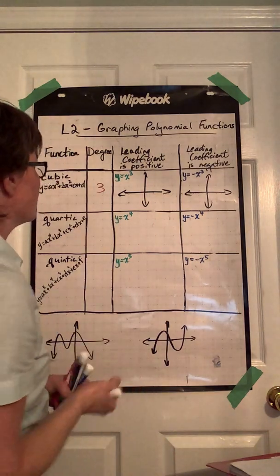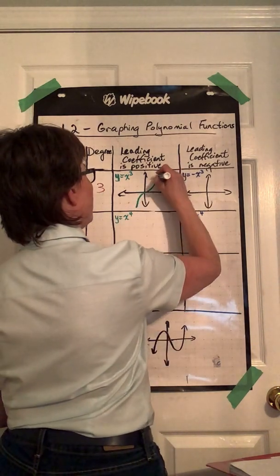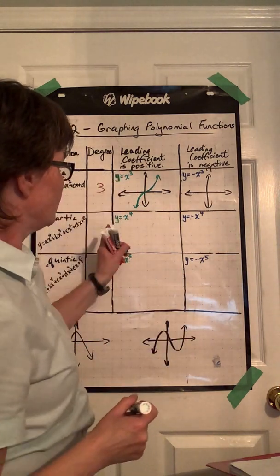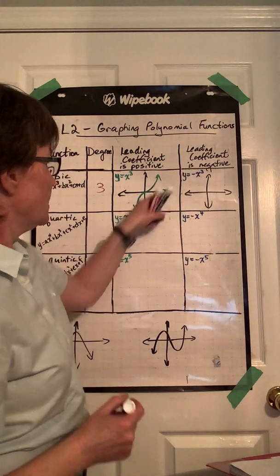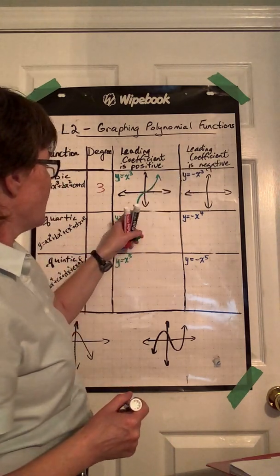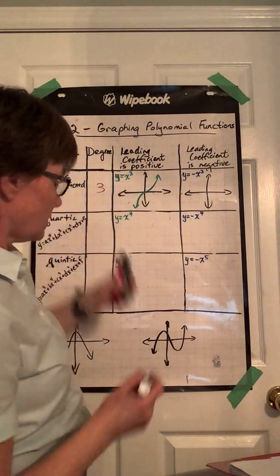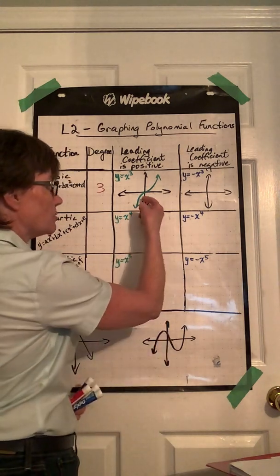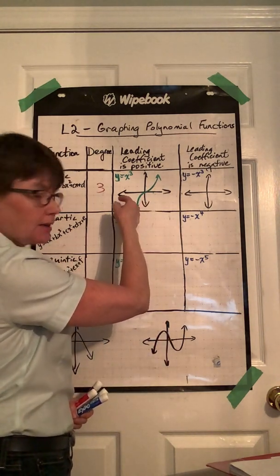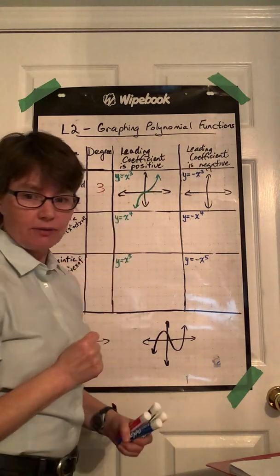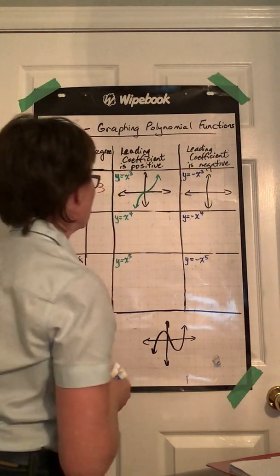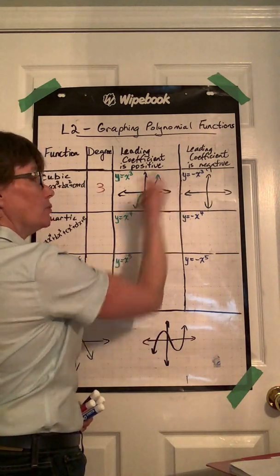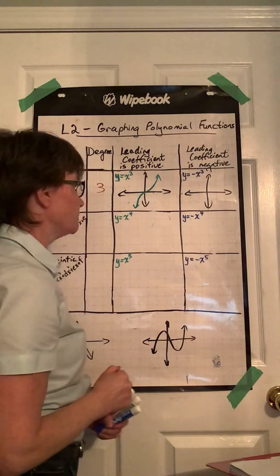Most simple one will be this guy, and that's if the leading coefficient is positive. Okay, so it's an increasing function, and we can talk about the end behaviors. As this graph approaches negative infinity on the x-axis, it also approaches negative infinity on the y-axis. As this graph approaches infinity on the x-axis, the y also approaches infinity.